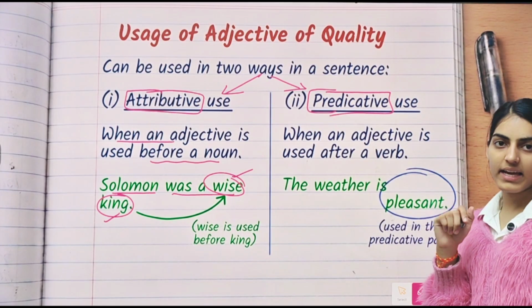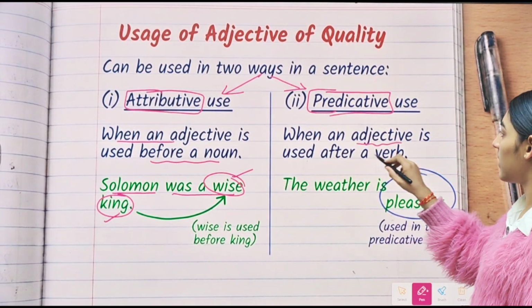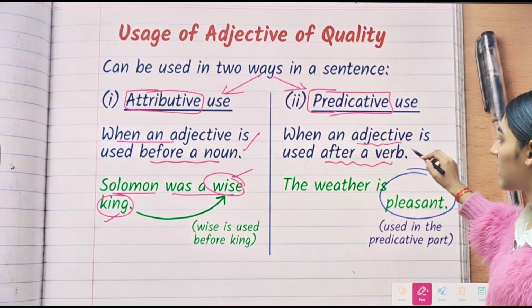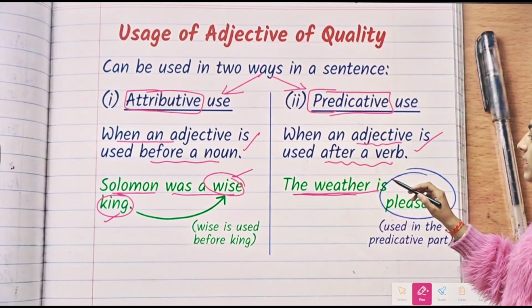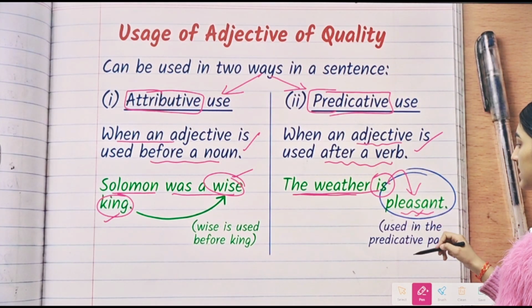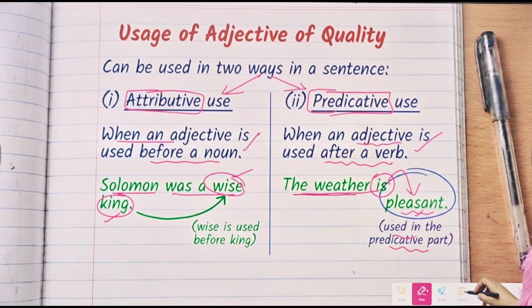And then in the predicative case, the adjective is used after a verb. In attributive we have it before a noun, and here we have it after. The example is: the weather is pleasant. Here is is a verb and after that we have used pleasant. So it is used as the predicative part.